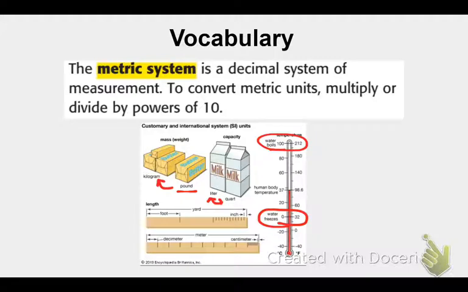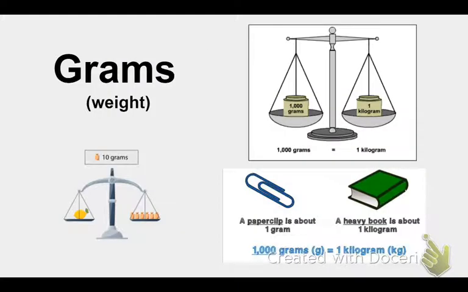So everything is base 10. 10, 0, 100 in metric. It's much simpler, in my opinion, to use than the customary system that we've all grown accustomed to. All right, so we're going to be talking about three things.